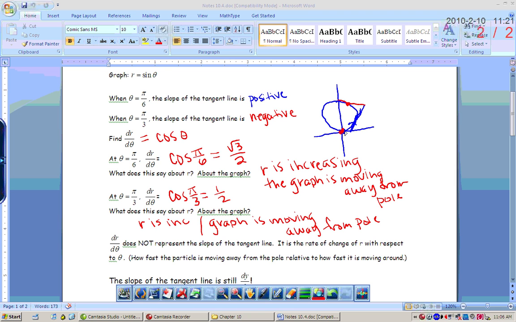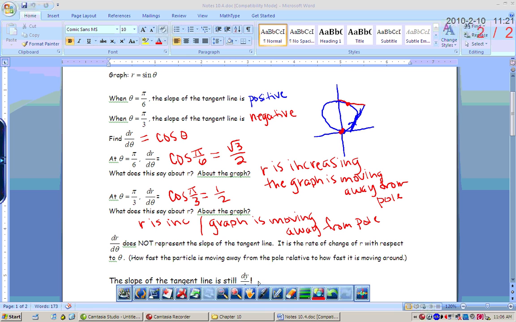Yes, the pole is 0, 0. I should have clarified that. Okay, now what I was expecting some people to be surprised about, oh, I guess you weren't surprised, is that dr d theta at pi over 3 is 1/2. But the slope of the graph at pi over 3 is negative. So that's what I was trying to illustrate: dr d theta does not represent the slope of the tangent line. It's the rate of change of r with respect to theta, or how fast the particle is moving away from the pole relative to how fast it's moving around it.